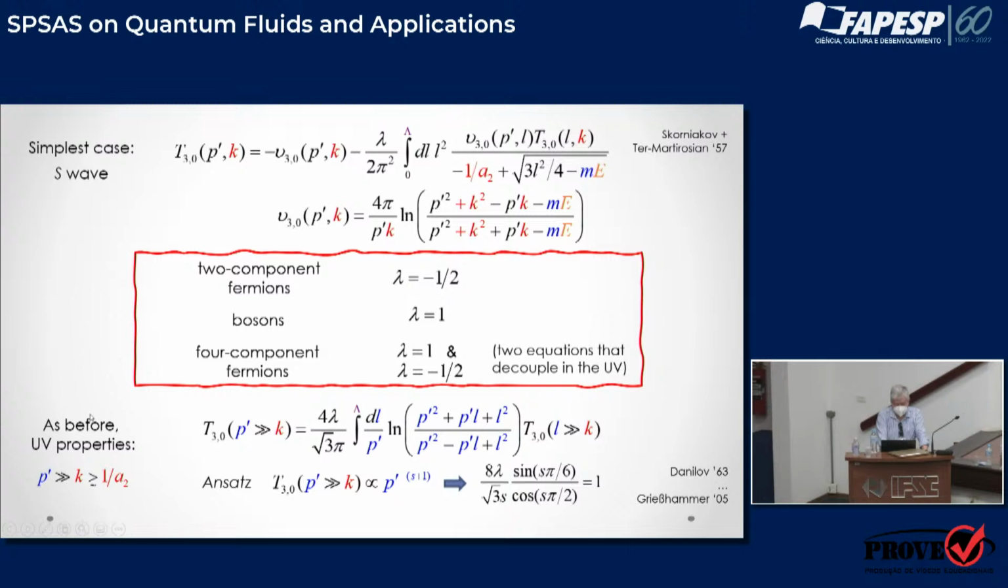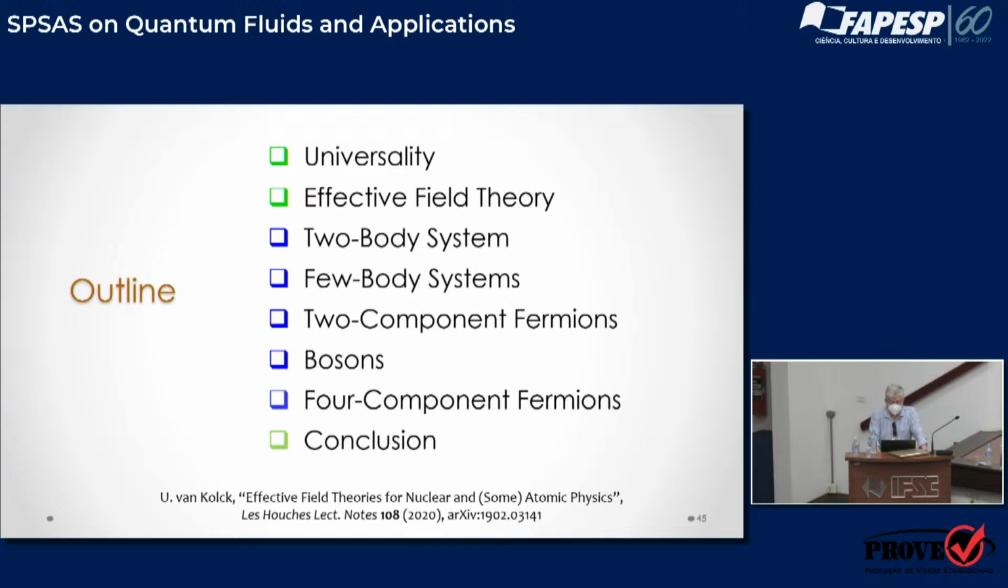then I started looking at the ultraviolet properties of the amplitude, because if there is dependence on the cutoff, then it signals that I need a three-body force at that leading order. With certain insights about the behavior of the T-matrix, one gets an equation for the power of this amplitude with the momentum. So now I'm going to specialize for the different cases. I will start with two-component fermions and then go into bosons, and that I hope at least to cover everything. And then for four-component fermions, I'll probably only flash a couple of slides.